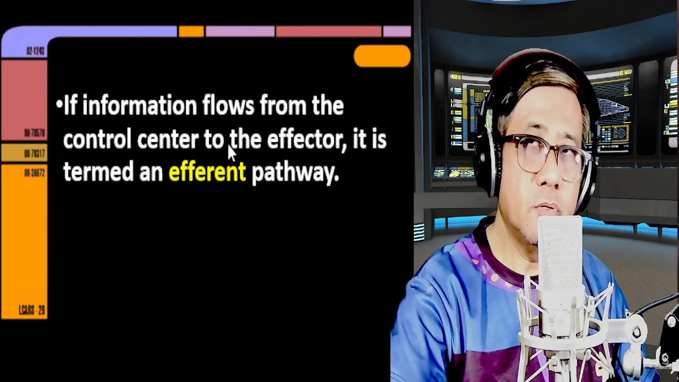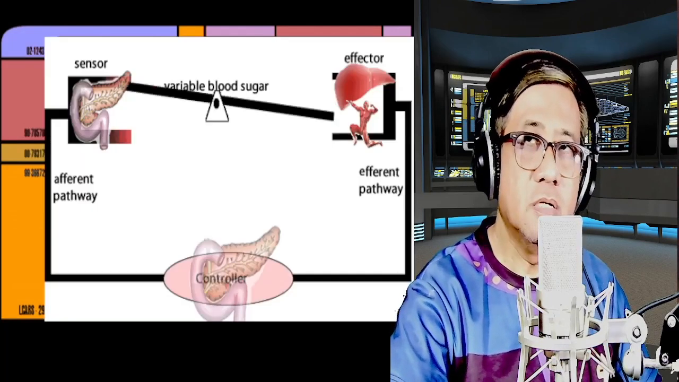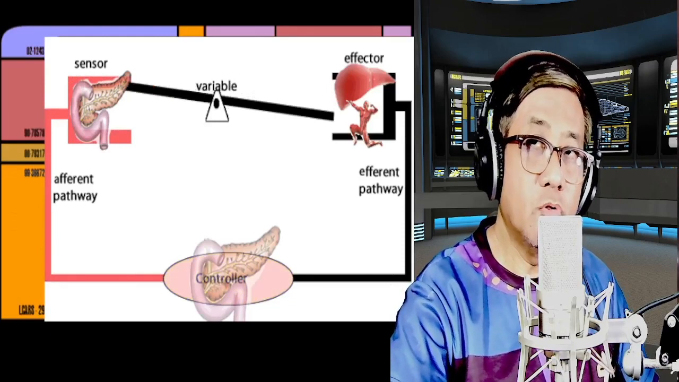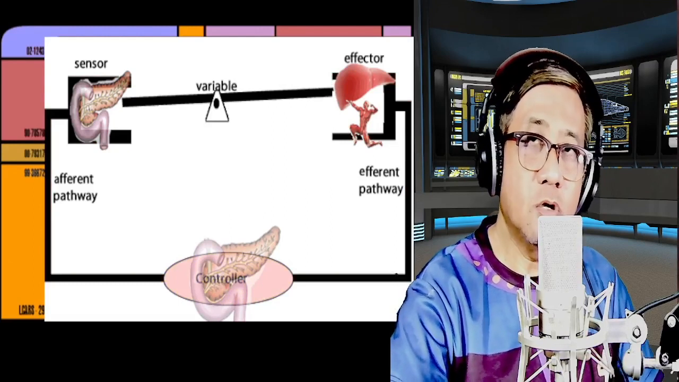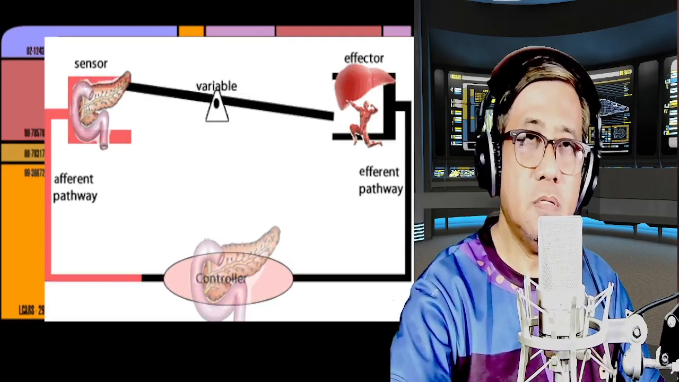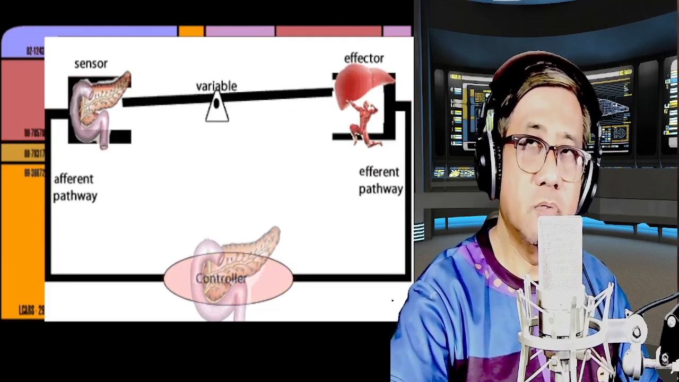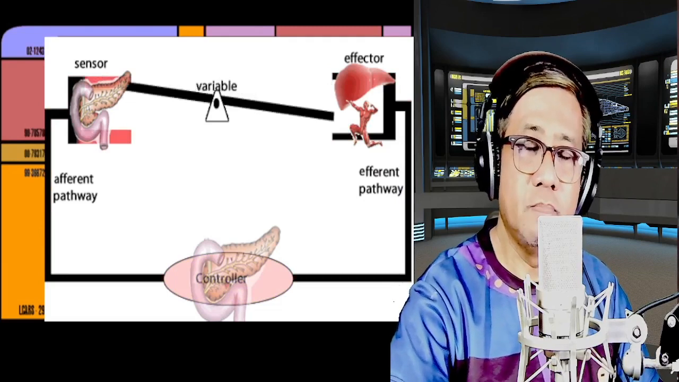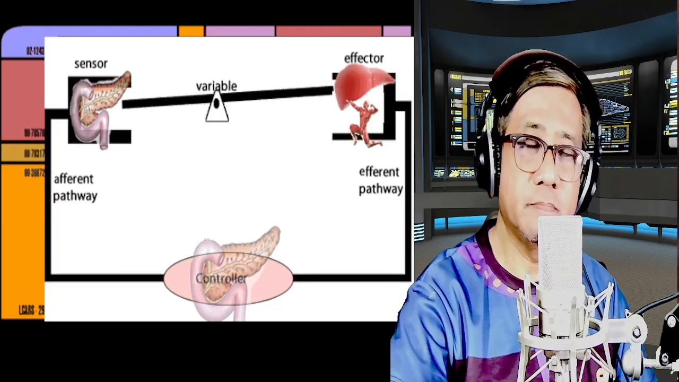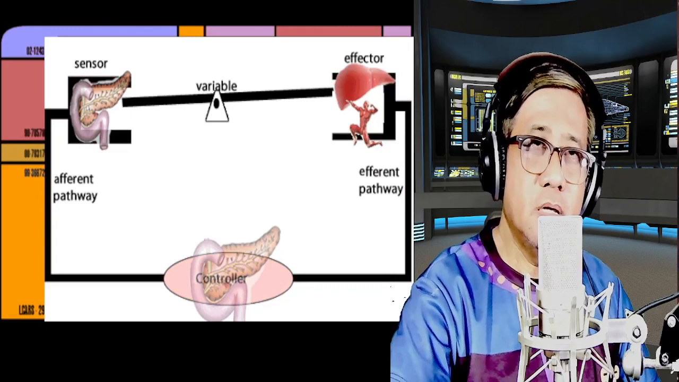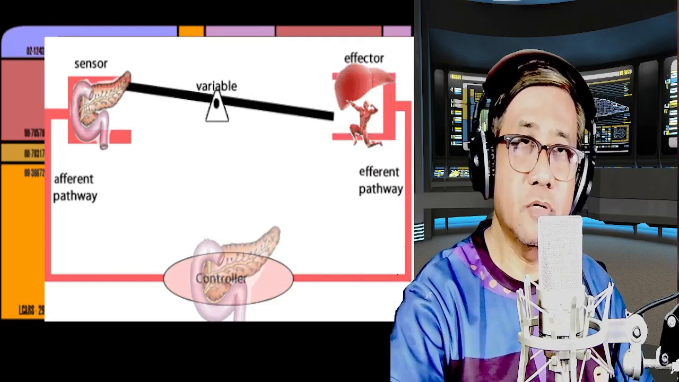So class, to further illustrate how a negative feedback loop works, let's consider this example of control of blood sugar in our body. Let's say if there is an increase in the glucose levels or blood sugar in our body, that will be detected by the pancreas. The pancreas has receptors that can detect these deviations or changes in our blood sugar. So in this case, tumaas yung blood sugar natin, that would be detected by the pancreas. So there are sensors in the pancreas. What is involved here is the endocrine system.